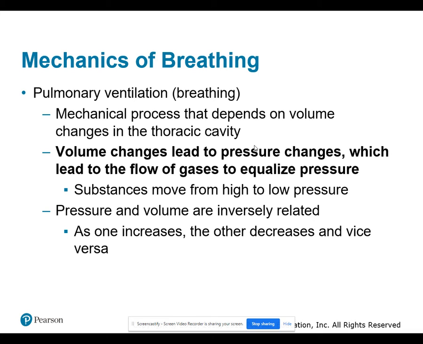Now, volume changes lead to pressure changes. And when there are pressure changes, gas is going to flow in order to equalize those pressures and make them basically the same. So substances always flow from high to low pressure. I'm going to go ahead and star that big area. Another thing to understand about Boyle's law is pressure and volume are inversely related. This means as one increases, the other decreases, and vice versa.